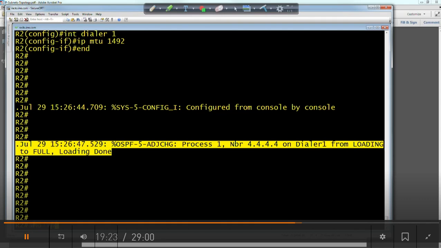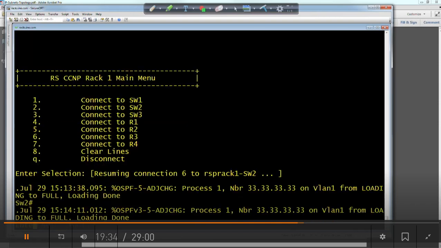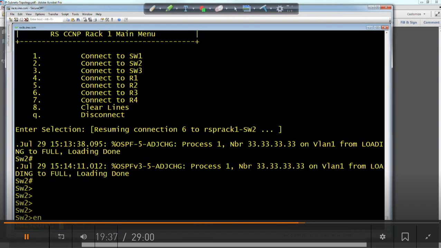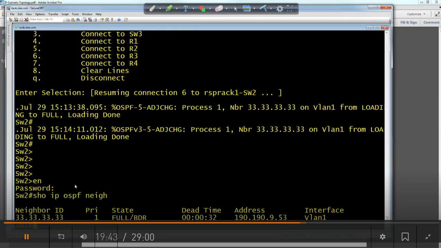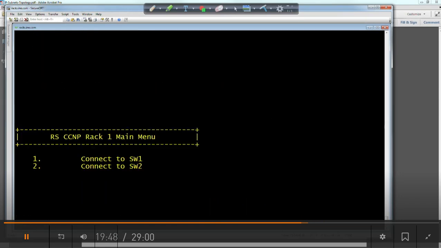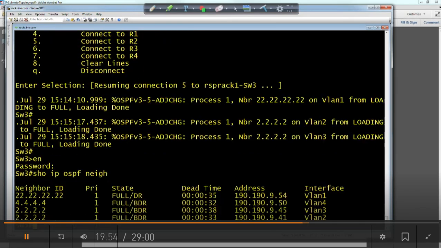So now if I do show IP OSPF neighbor, there we go. Now I've got 3 neighbors in the full state. That's what I expected to see. So let's keep moving on with switch 2. He should only have a single neighbor. Yep, he does in the full state. Switch 3. Switch 3 should have, let's see here, let's count them up. He should have a neighbor on subnet C, subnet D, subnet G, and subnet E. And yes, he does. He's got 4 neighbors.